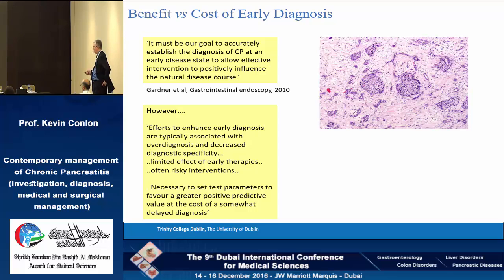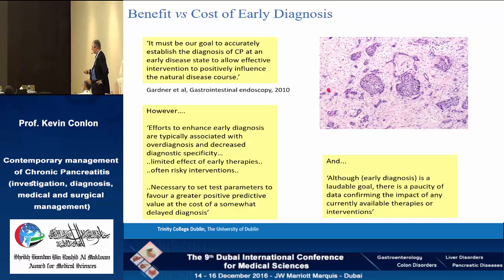And what has been stated, particularly from the non-surgical community, and I'll talk a little bit about early surgical intervention in a moment, is that intervention for early pancreatitis is risky. So what do we do? Well, early diagnosis is a laudable goal, but there's a paucity of data confirming any impact on natural history.